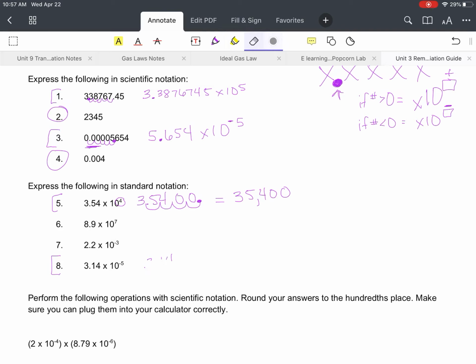Okay, let's look at number 8. I'm going to rewrite it so I can show you how I'm moving my decimal. Actually, I'm going to move it over just a little bit so I have plenty of room.